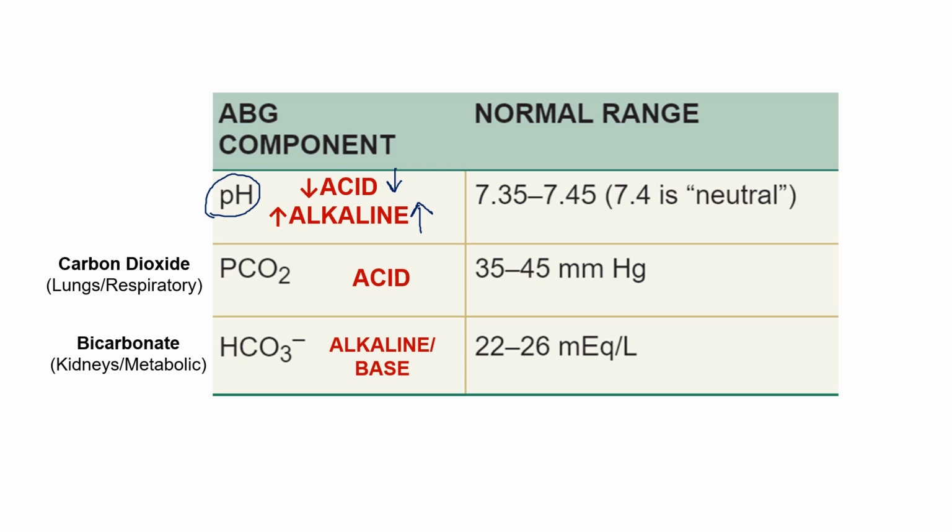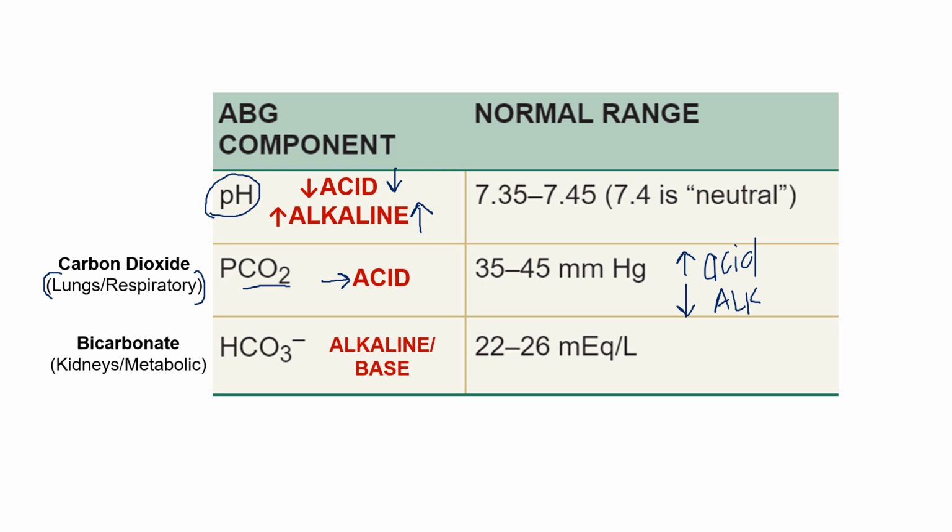Next is our carbon dioxide. Carbon dioxide is related to the lungs and respiratory, right? Because we breathe off carbon dioxide. And we need to know that it is an acid. 35 to 45 is the normal range of carbon dioxide. If our carbon dioxide levels are increased, we're going to be acidic. If our carbon dioxide levels start to drop, then we're going to become more alkaline.